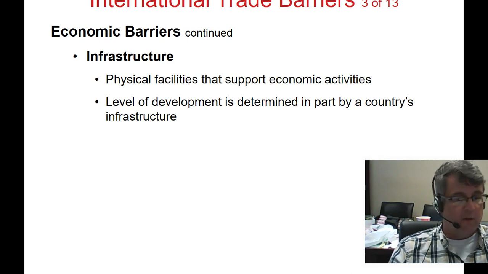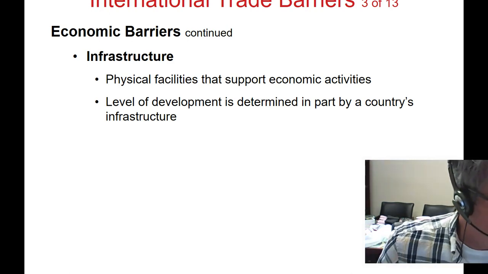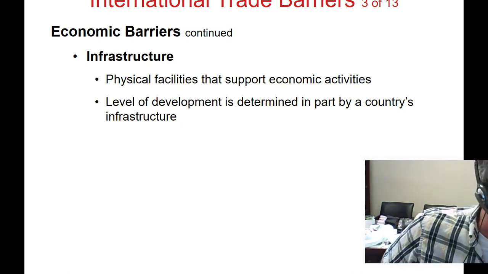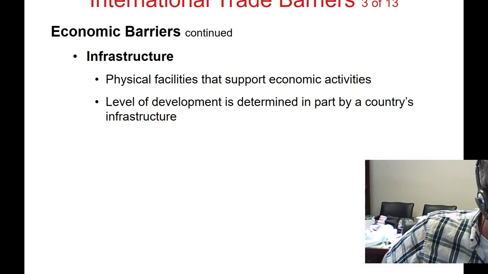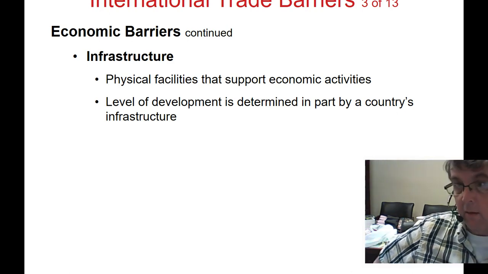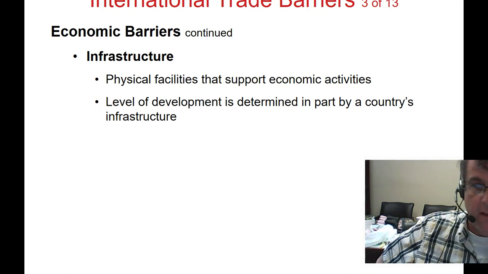Other economic barriers include infrastructure. Infrastructure is the physical facilities that support a country's economic activities, such as railroads, highways, ports, airfields, utilities and power plants, schools, hospitals, communication systems, and commercial distribution systems. In a lot of these less developed countries, they either don't have these things, or they're in poor repair, or there aren't very many of them.